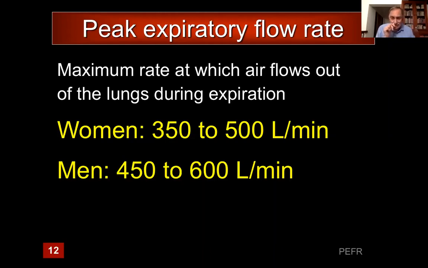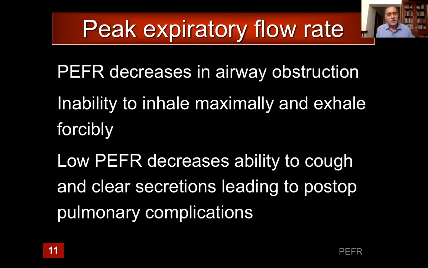We left off this evening, just before the break, and we were to talk about the peak expiratory flow rate. Now, the peak expiratory flow rate, as the name itself signifies, is the maximum rate at which air flows out of the lungs during expiration. In women, the normal value is around 350 to 500 liters per minute, whereas in men, it's 450 to 600 liters per minute. Now, what is the importance for us to know about the peak expiratory flow rate?